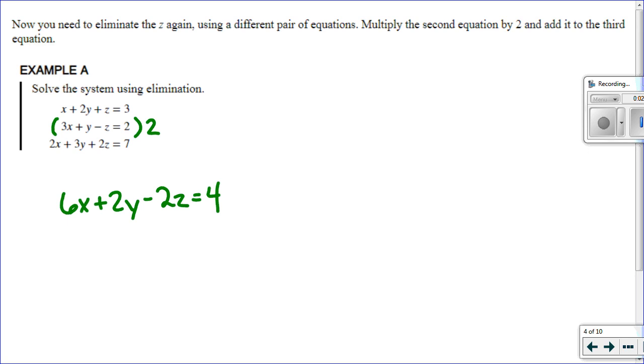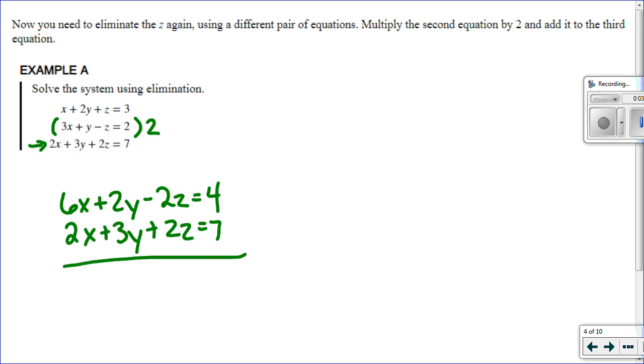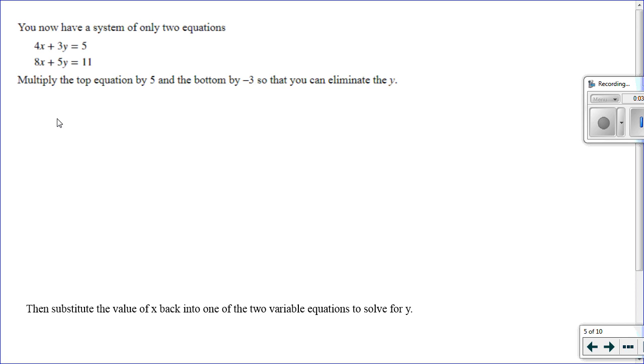So now if I use that equation with this bottom equation, what happens? 2x plus 3y plus 2z equals 7. Again, if I add those, I'm going to eliminate z again. So now I have 8x plus 5y equals 11. So now I have two equations, the one from up here and the one that we just did, and I'm just left with x and y. So what can I do then with these two equations?